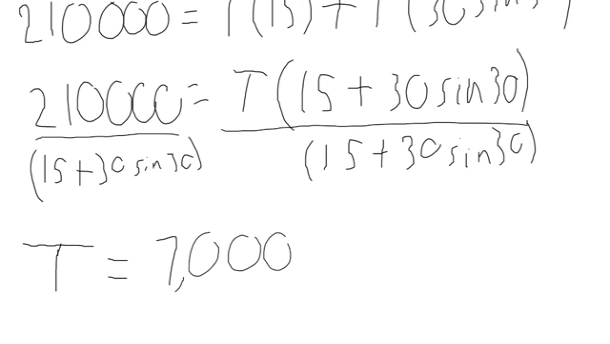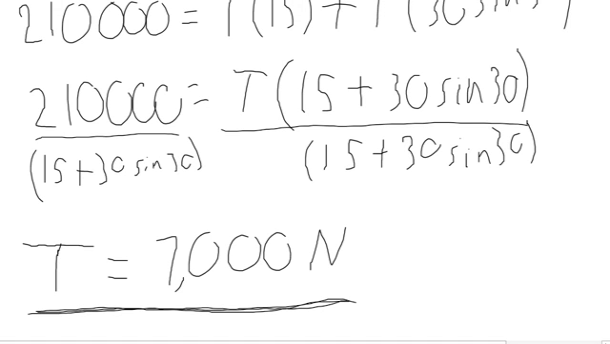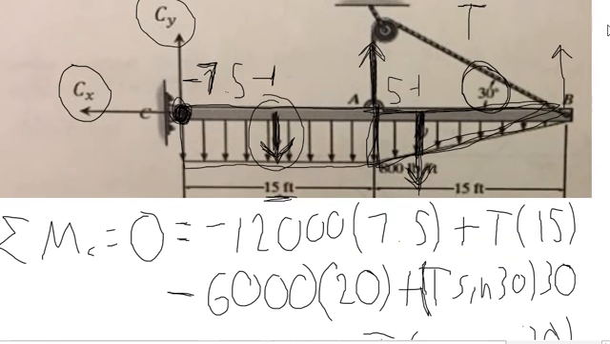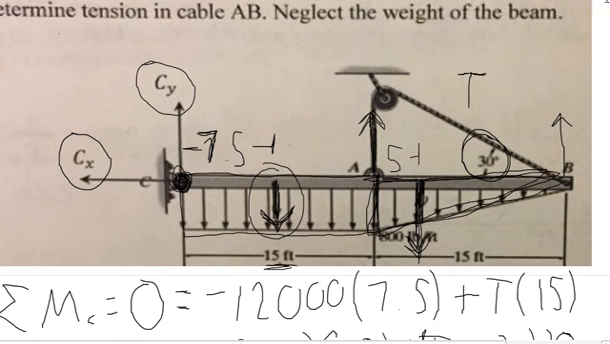The units for tension is a force, so our units is newtons. And that's our answer. The tension of cable AB here is 7,000 newtons. It did look a little tricky at first, but once you got started and figured out that only one equation is needed here, it was not that bad. I hope this was helpful. Thank you.